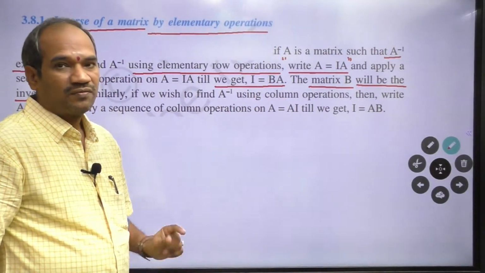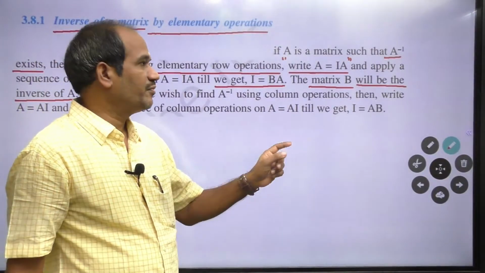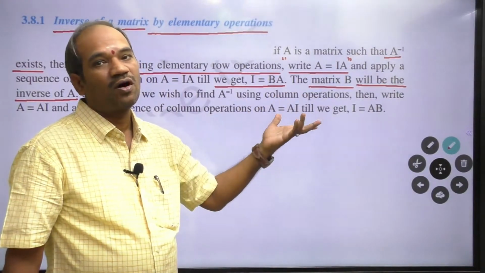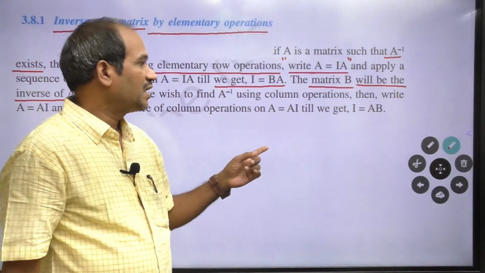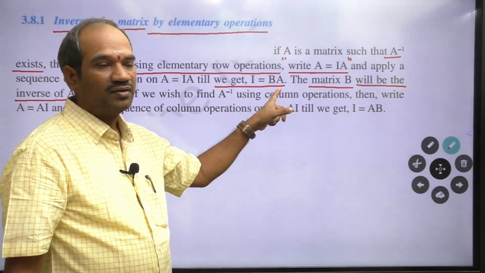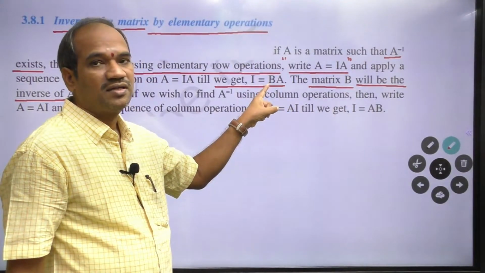First, the given matrix can be written as A is equal to I into A. Next, apply a sequence of row operations till we get I is equal to BA. So this matrix B is called the inverse of A.